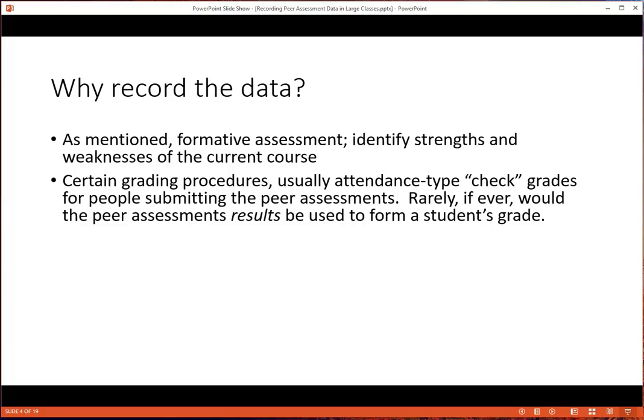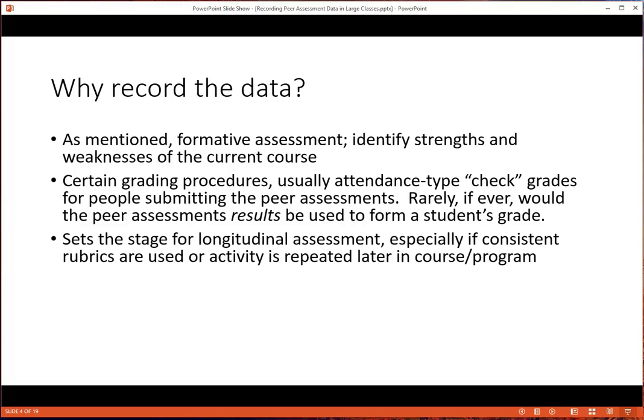So if 9 peers all give you a 55% out of 100, we shouldn't use that as some sort of grade. But I do think that there's something to be said for using check grades for the participation in peer assessment, because like I said, we do know that peer assessment and conducting assessments in general is a high impact learning strategy. So if you record the data, you're at least going to be able to see who is participating in those assessment activities, and thus hopefully increasing their learning.